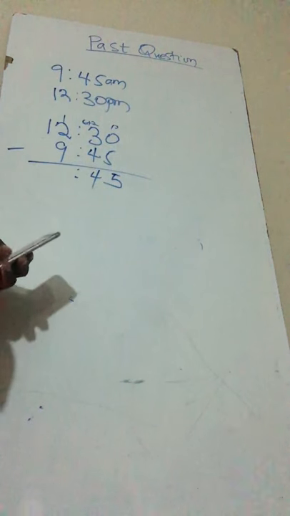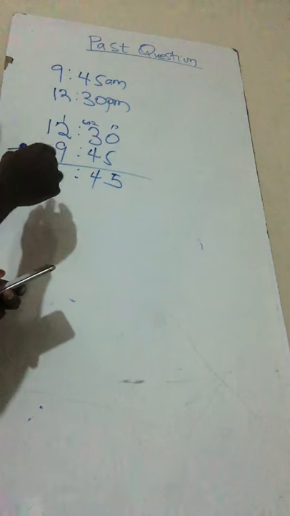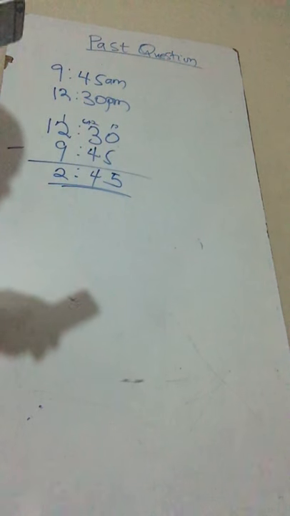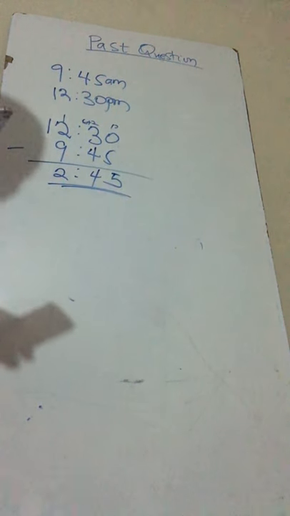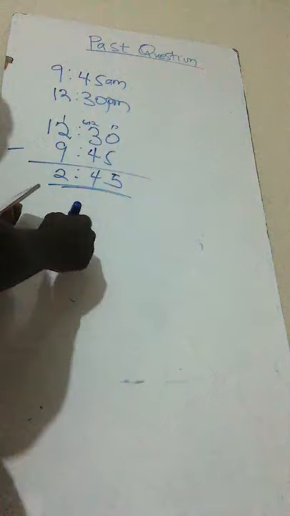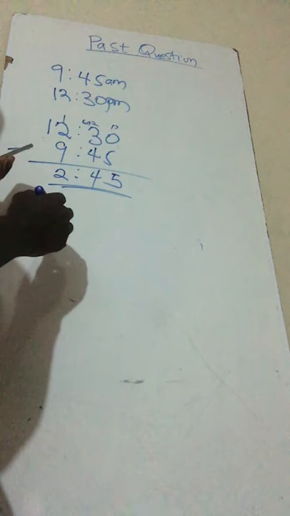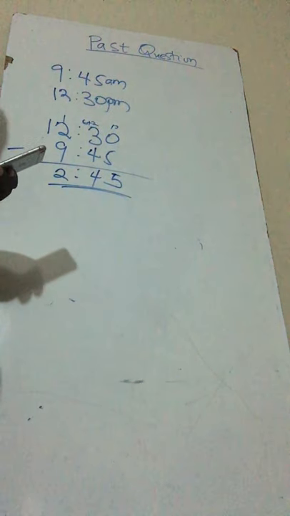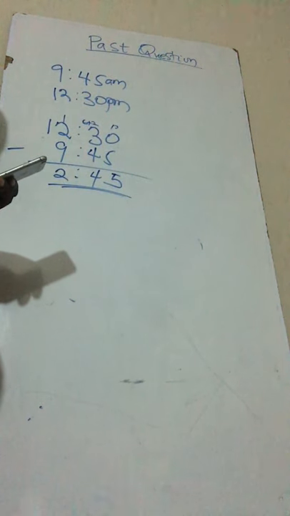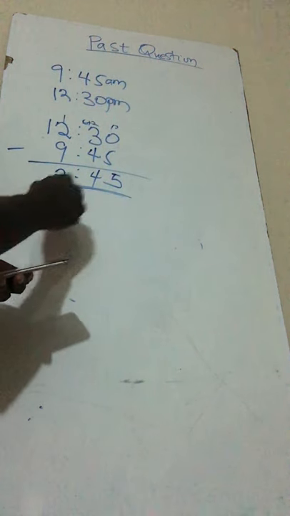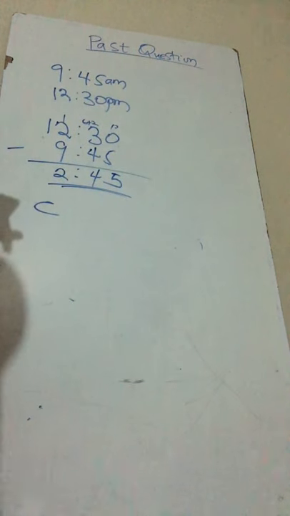Now here is 1. So now we have 11. So 11 minus 9 is 2. So it means that the tailor Yahaya used 2 hours 45 minutes in sewing the agbada. Good. So the answer for number 15 is C. Okay. Now let's go to question number 16.